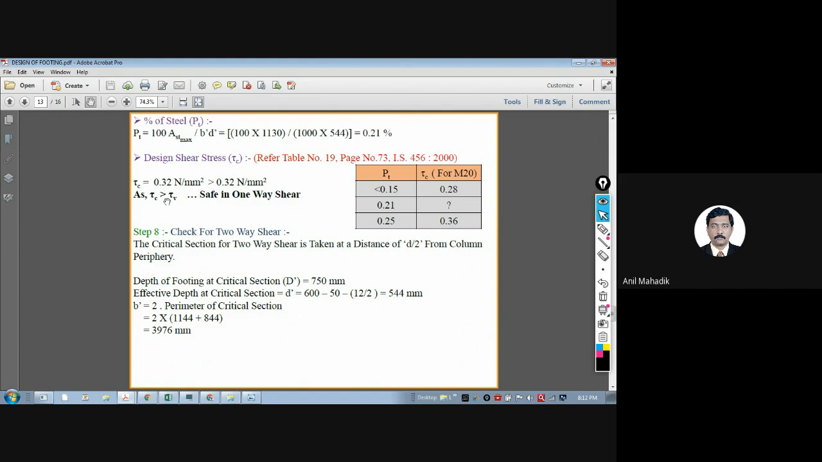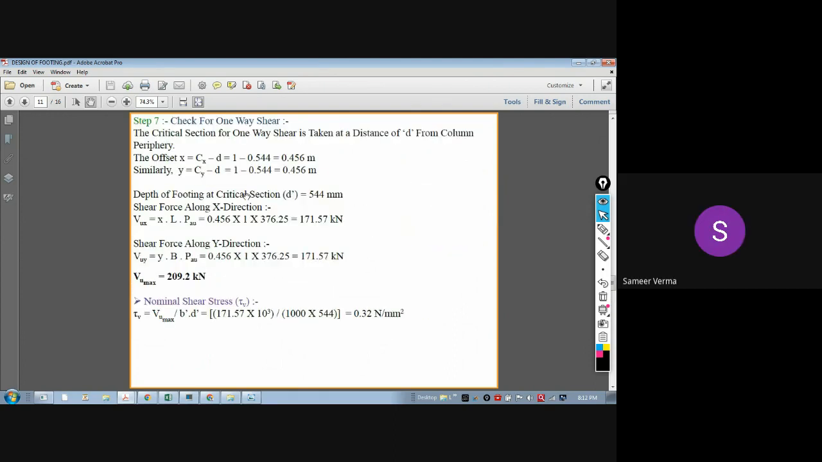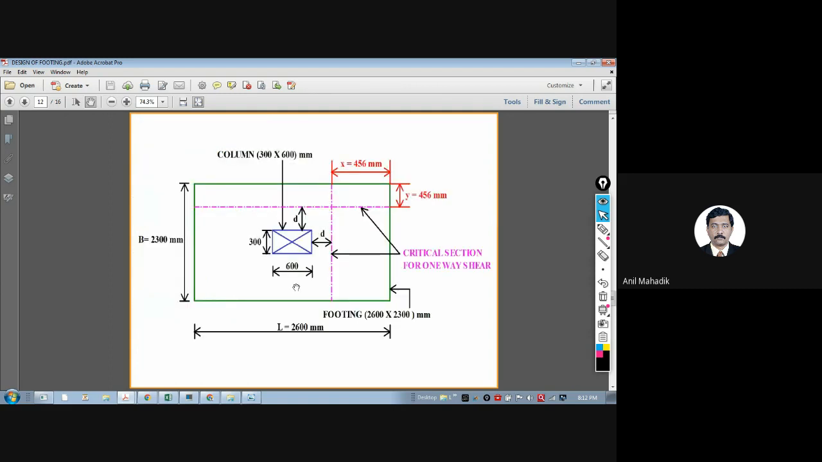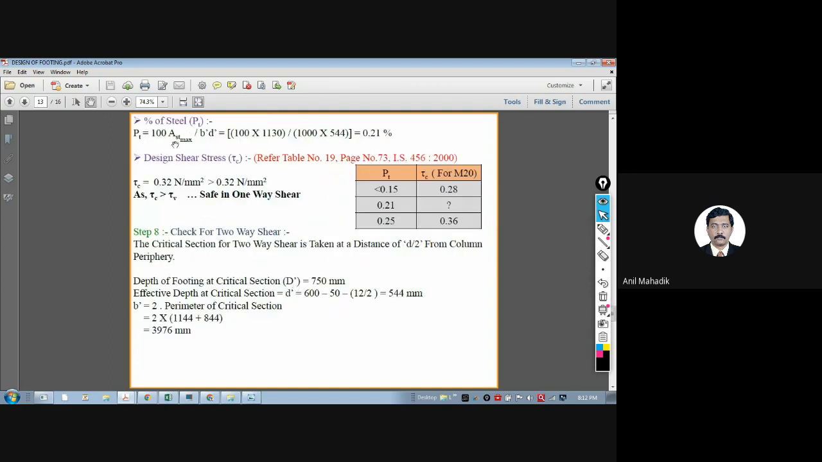So we can say it is safe, just matching. So tau C greater than or just equal to tau V, safe in one way shear. So you got this process. Yes, sir. So calculate the shear force by using this X into L into PU, upward pressure. Then shear force divided by BD is nothing but tau V, that is calculated shear stress or nominal shear stress, 0.32. Then calculate PT, that is AST provided. So 100 AST upon BD, that is 0.21%. So according to 0.21, interpolate in between 0.28 and 0.36, just 0.32. So safe in one way shear.